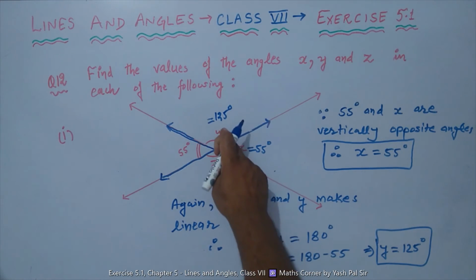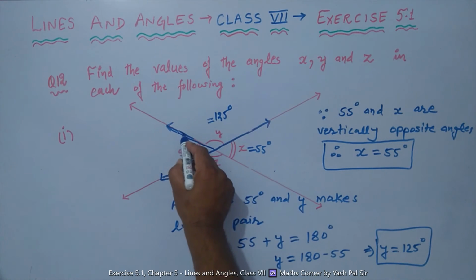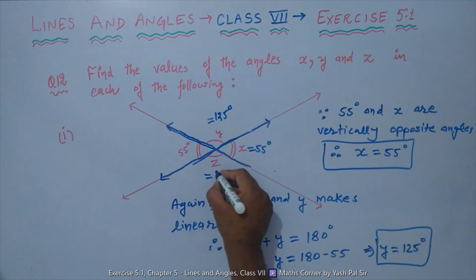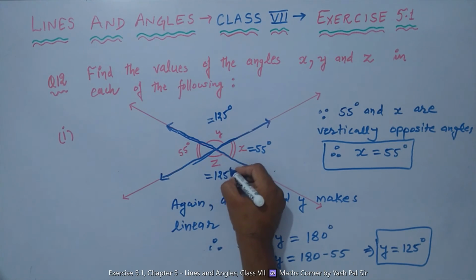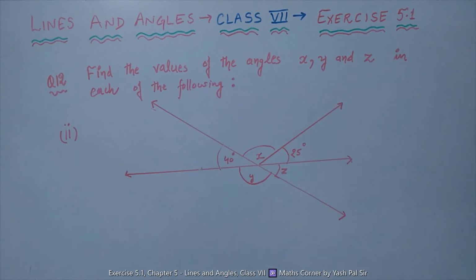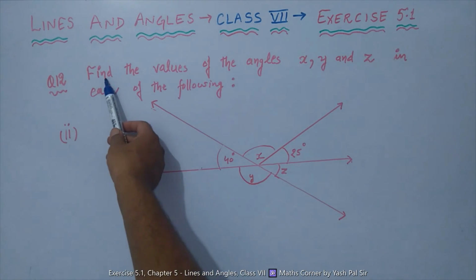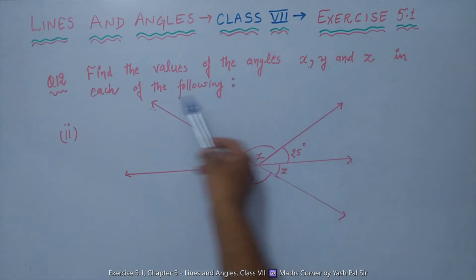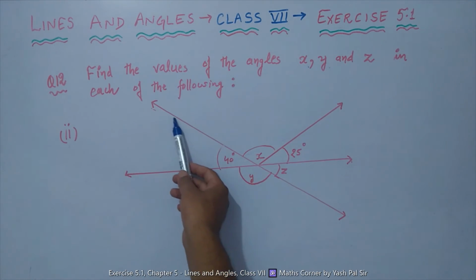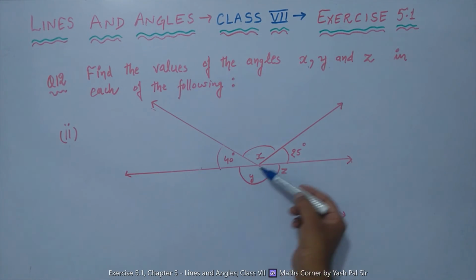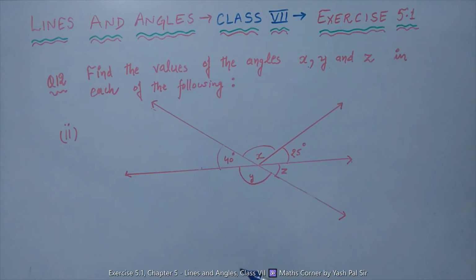Now lastly, z is vertically opposite angle of y, because here they are making cross. So z is also equal to y, 125 degree. Question number 12, part number 2. Find the values of the angles x, y and z in each of the following. So first of all, this line and this line are making cross. So this is 25 degree, this is 40 degree.